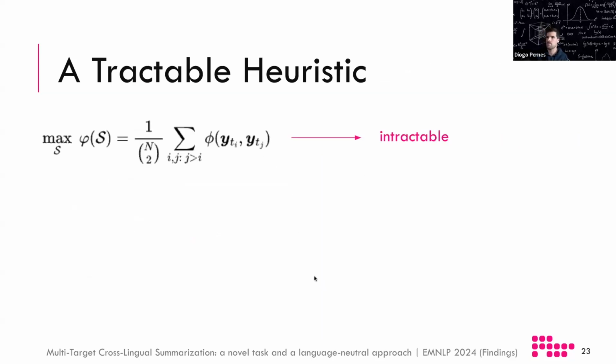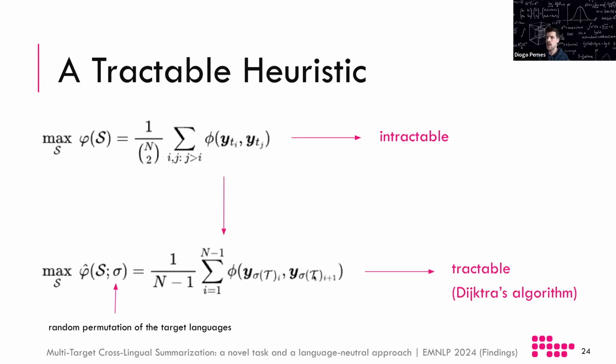So this problem is intractable. By the way, it was exponential with the number of languages, not with k. It's k to the power of n, the number of combinations that you have, if I'm not wrong. But there is a change here that we can do, which makes this maximization problem tractable.